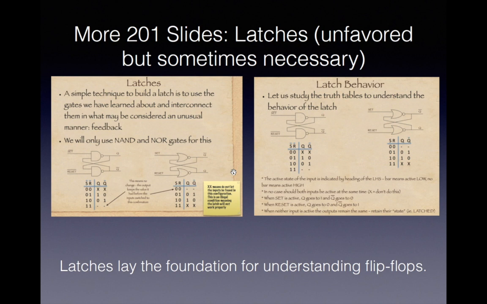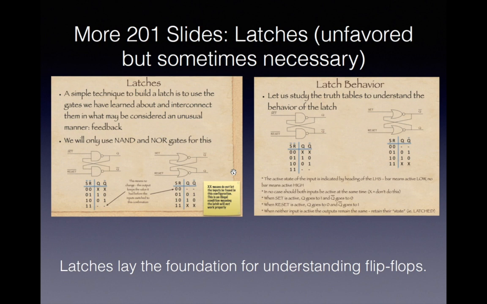On the left and the right is the same as the left of the latches slide. It's really the same behavior, with the difference being the active state of the inputs. With NAND gates, you have low active inputs. With NOR gates, you have high active inputs. So the truth table for the NAND implementation, 0, 0, I say don't do that. XX means just don't do it.